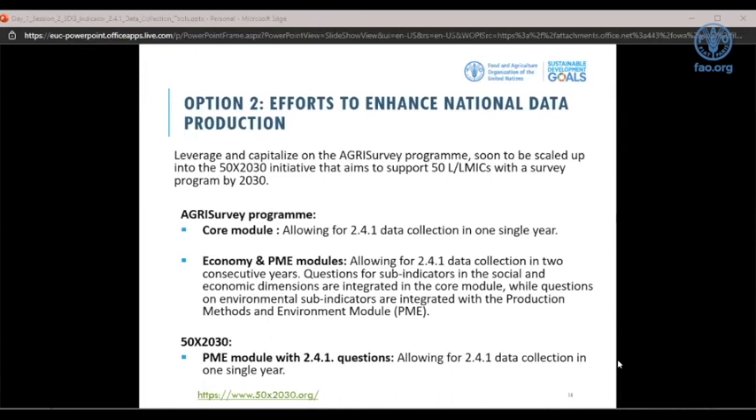If you are interested in more information on these two initiatives, and if you want to find out whether Bangladesh is an eligible country to qualify for 50 by 2030, then of course you can click on this link and it will give you more information, or else we can always put you in touch with the relevant colleagues who are spearheading the work in these two initiatives.